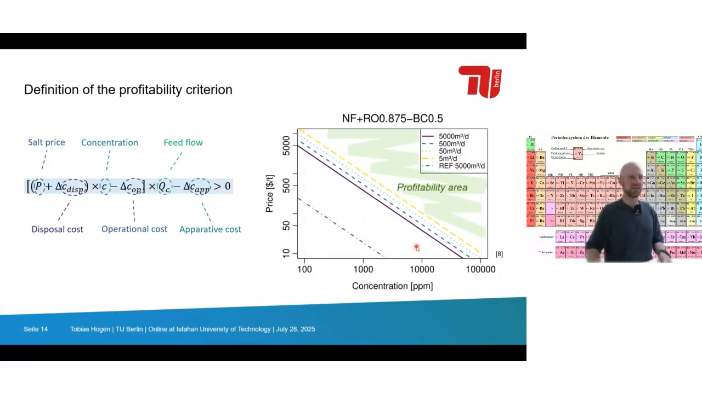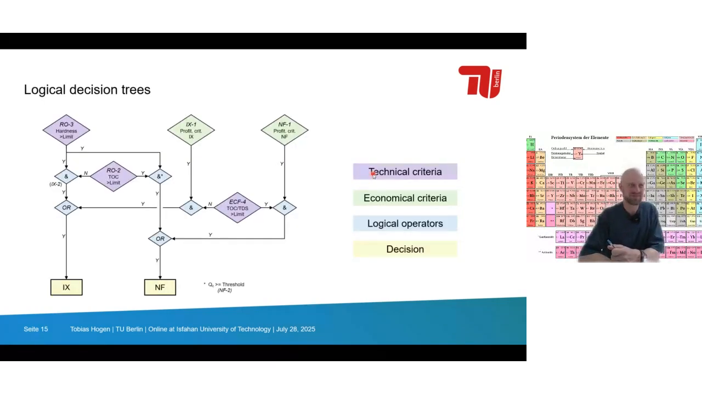Also, you can see here the influence of the volume flow. It's the same plant configuration for different volume flows. So the higher the volume flow, the bigger the profitability area. I think it's also quite clear. There you find a little link to our case studies: high volume flow is good.